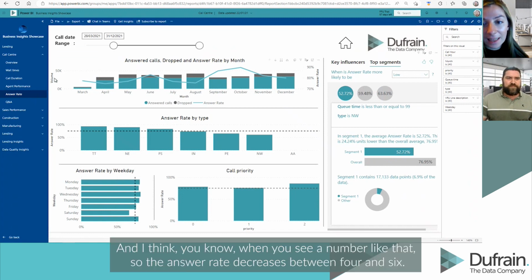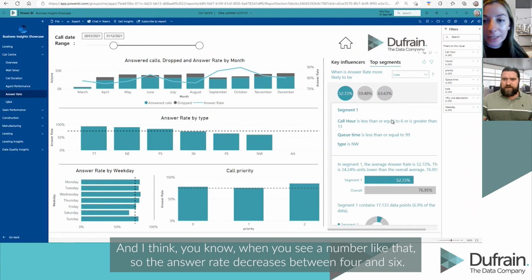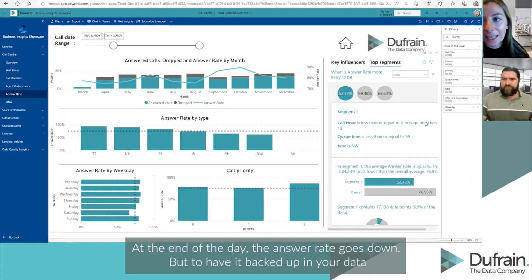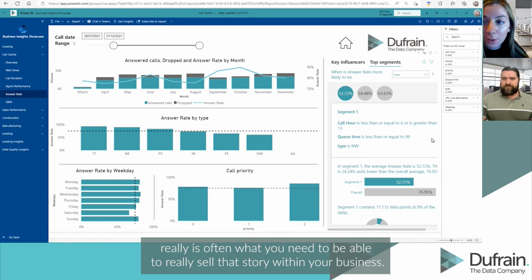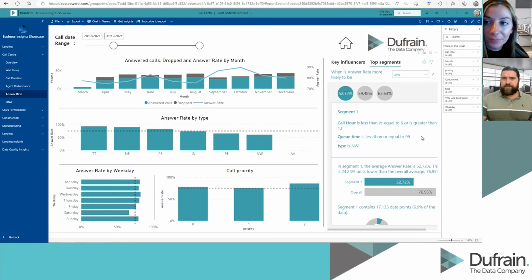Yeah, that's fantastic. And I think, when you see a number like that, so the answer rate decreases between 4 and 6, that's not a surprising statistic. At the end of the day, the answer rate goes down, but to have it backed up in your data really is often what you need to be able to really sell that story within your business.